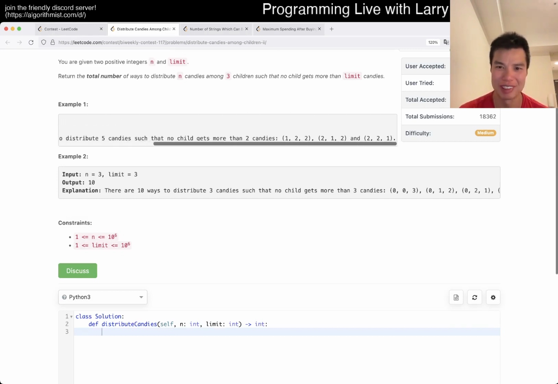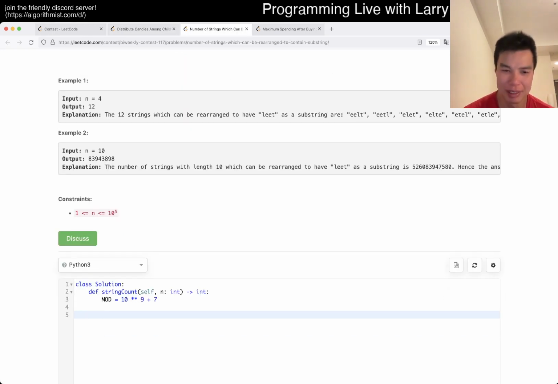I don't know why I'm so stuck. But let's see if I can finish this first. Because I cannot treat them as different. That's why I'm double counting, right?